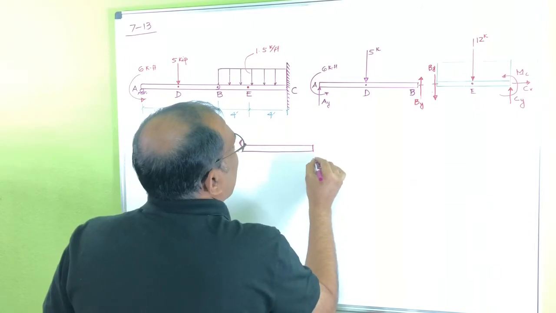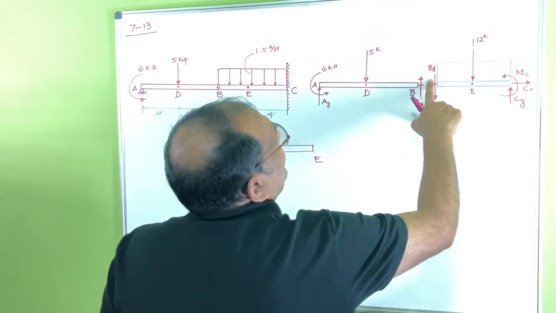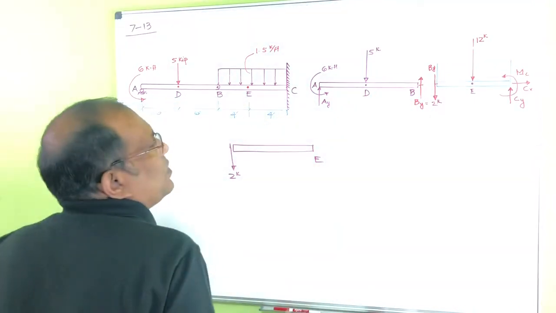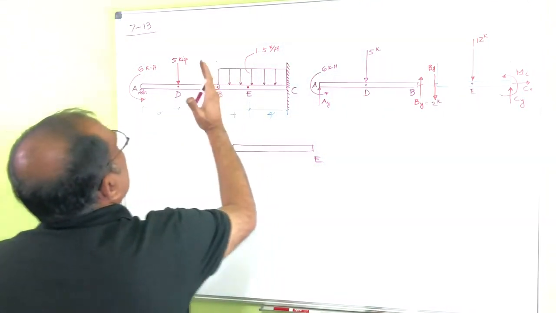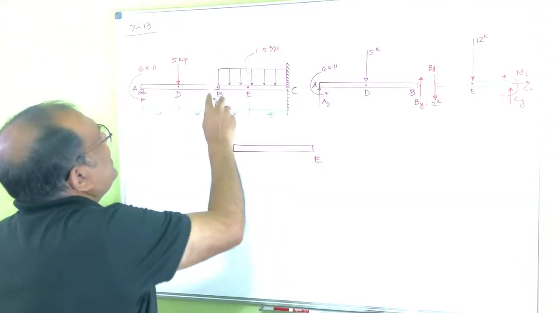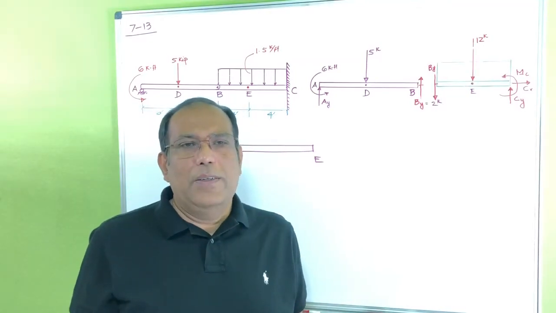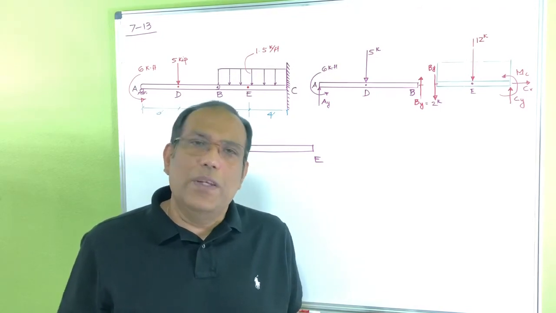Okay, this is my point E, and the force here is B, which is 2 kip. I already found that out, right? So I know this is 2. I'm just cutting a section here and considering this left part here. If you want to consider the whole left part from here to here, you can do that too. But since I already know the reaction at B, I'm taking the smaller part. If you take the whole left side, you can do that. If you want to do the whole right side, you can do that too.